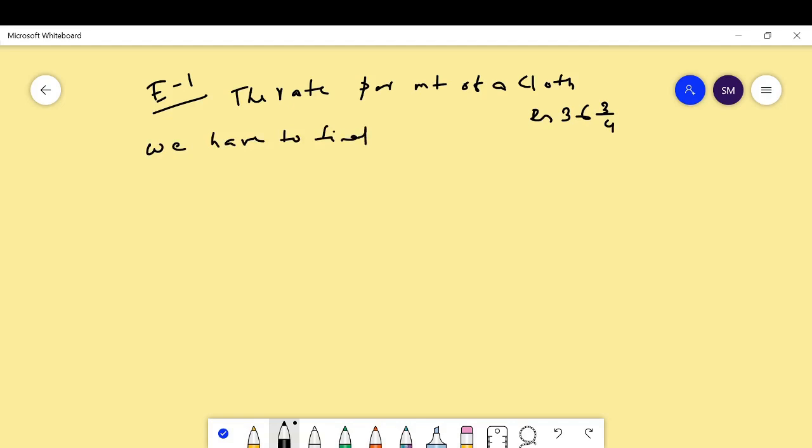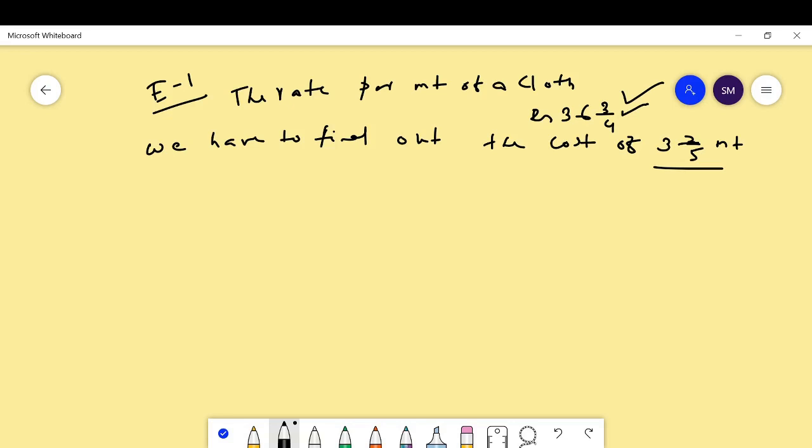At first try to understand the question, what the question asks. We have to find out the cost of 3 whole 2 by 5 meter cloth. Here the question says the rate per meter of the cloth is this. Then we have to find out the cost of 3 whole 2 by 5 meter cloth. Think what we will do here. This is only simple multiplication, because 1 meter cloth costs this, we have to find the cost of 3 whole 2 by 5 meter cloth.